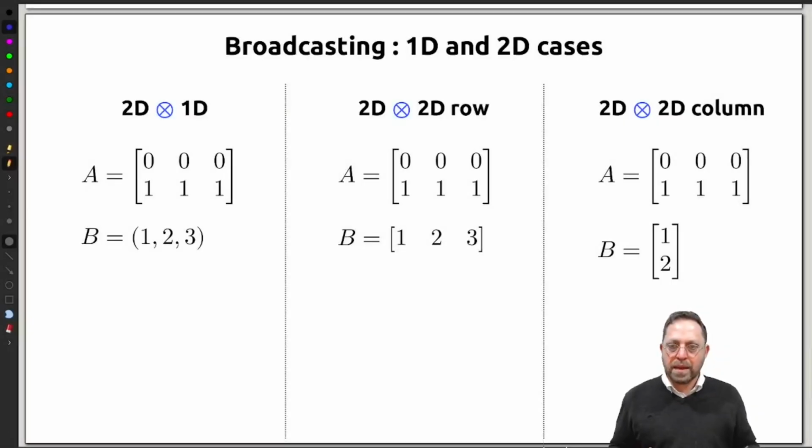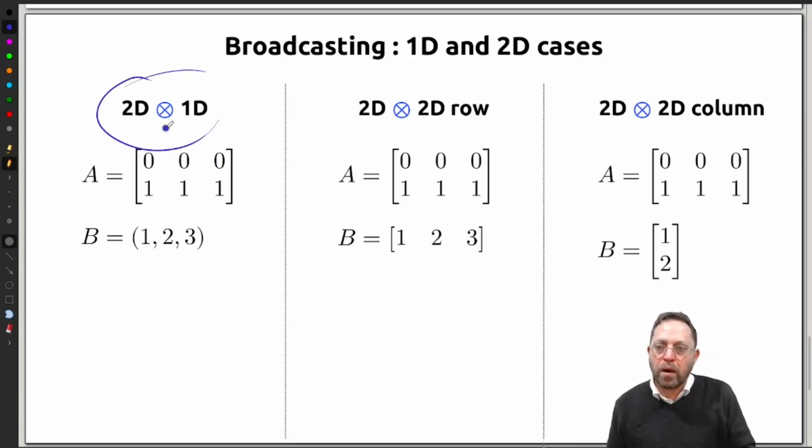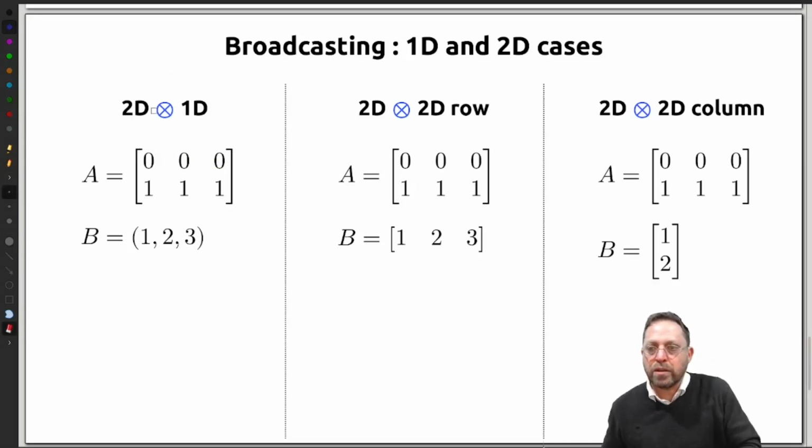The simplest case, which I'm not even showing here, is when both arrays are one-dimensional. In that situation, there is no broadcasting. The two arrays simply have to be of the same size, and then the operation is done element-wise. If they're not of the same size, then the operation is invalid. So broadcasting only really begins when at least one of the two arrays is two-dimensional. The easiest case would be when one is two-dimensional and one is one-dimensional. That's the one I show here, and it doesn't matter which order they come in.